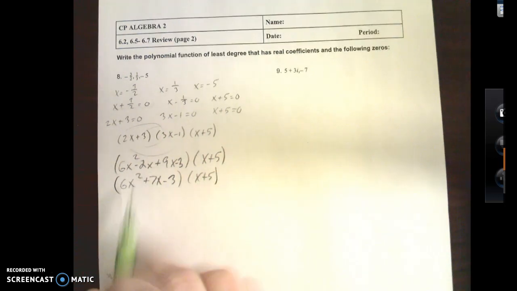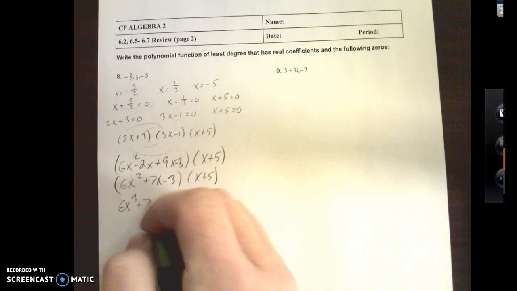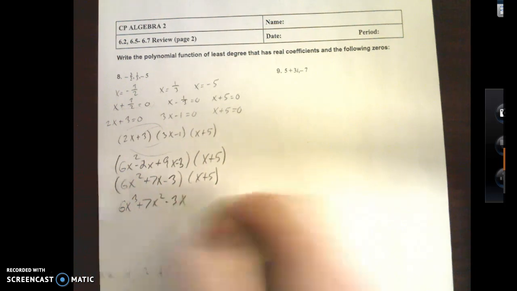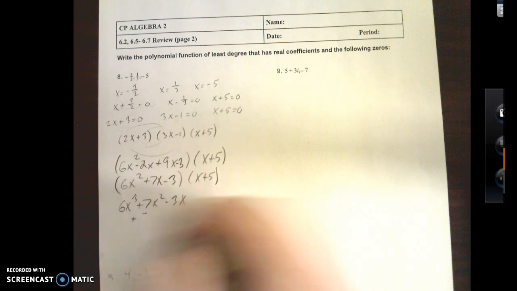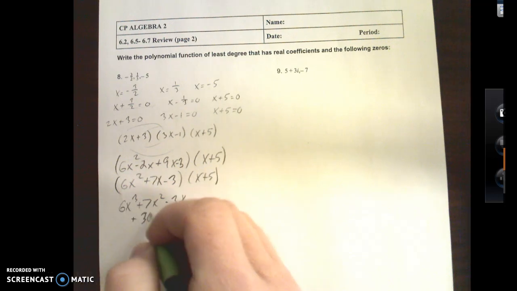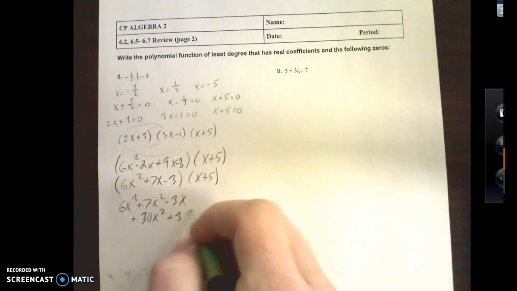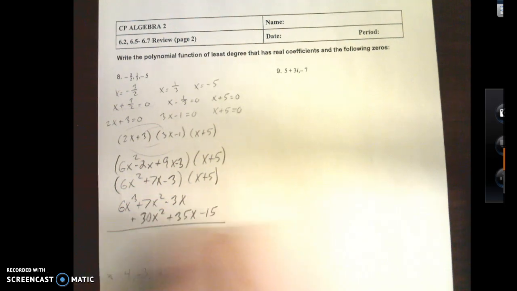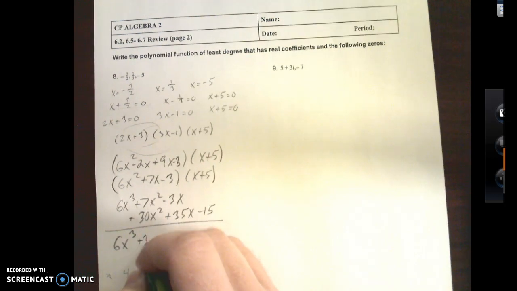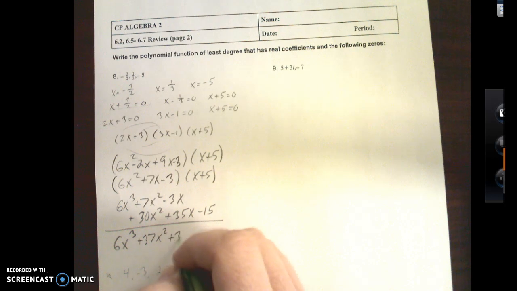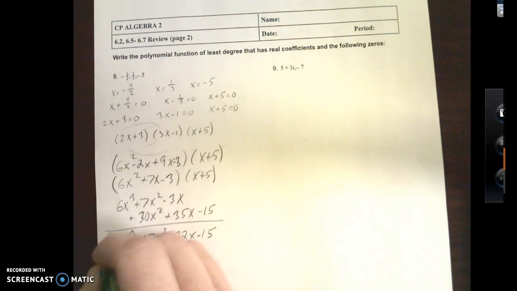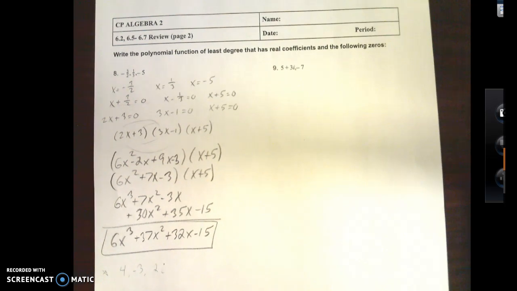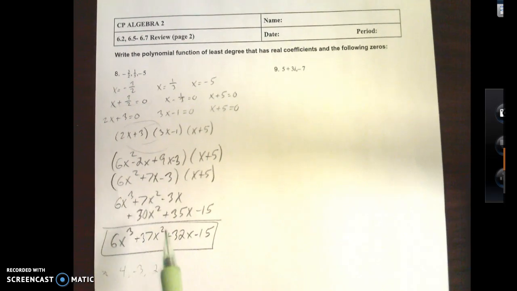Cool. Now I'm going to distribute the x in. 6x cubed plus 7x squared minus 3x plus 5 times 6 is 30x squared plus 35x minus 15. And if I combine together like terms, we're looking at 6x cubed plus 37x squared plus 32x minus 15. Okay, if you did it with fractions, what you're going to have is fractions in your answer or decimals. If you would multiply through by the common denominator, you'd get that as well.